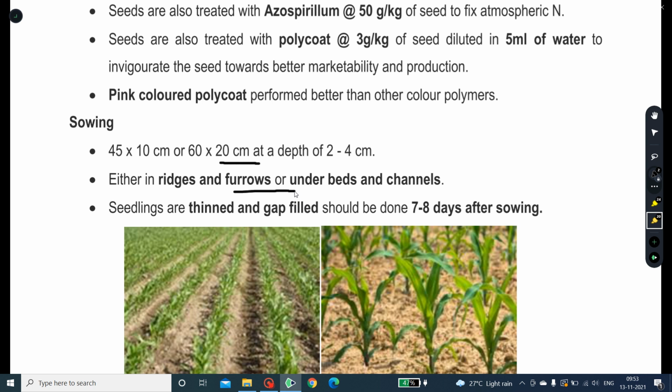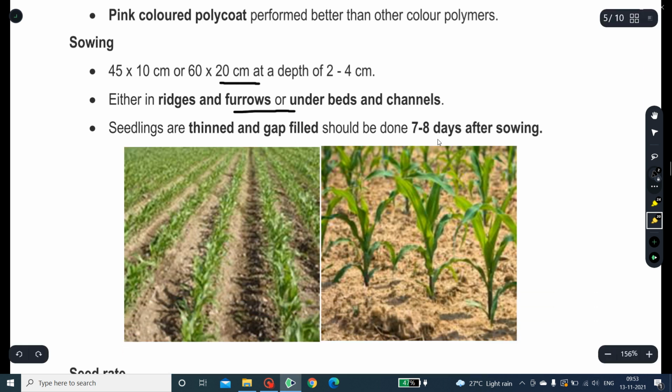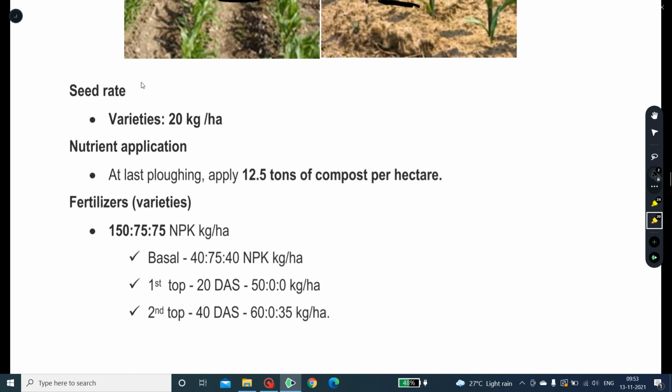The seeds are thinned and gap filling should be done 7 to 8 days after sowing. Here we can see the row to row spacing, and here we can see the plant to plant spacing. The spacing is given here as 45 by 10 or 60 by 20. In case of varieties, the seed rate, as we have already seen, is 20 kg per hectare or 8 kg per acre.